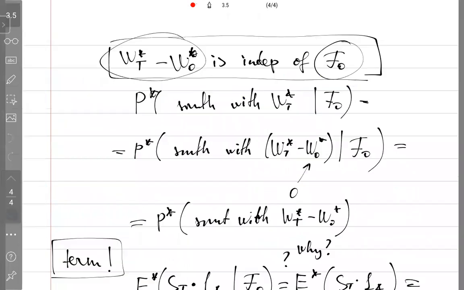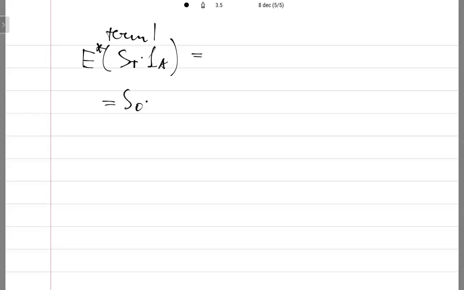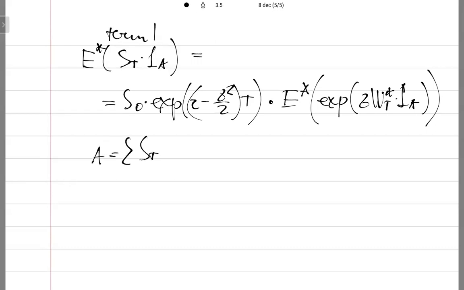Our long derivation is not finished yet. So I recall that we are working with term one, the expected value of S_T times the indicator of A, and it's S_0 times the expected value of e^((r minus sigma squared over 2) T), multiplied by the expected value of exponent of sigma W_T star times the indicator of A. And we know that A is an event that we can make money in the future. Basically, the scaled W_T over square root of T is greater than a constant D, a big ugly constant D, okay?